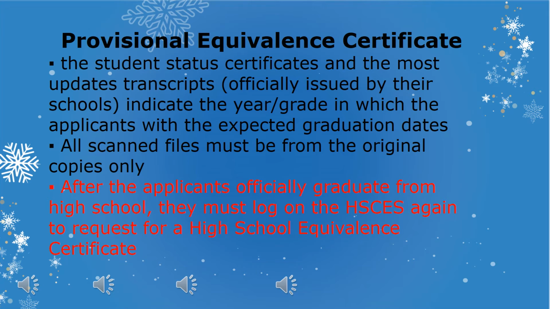A provisional equivalence certificate will be provided for the applicants to file the admission packages to submit to the programs of their interests. Please note that after the applicants officially graduate from high school, they must log on to the HSCES again to request for a high school equivalence certificate, which is a required document for the registration as CU students.